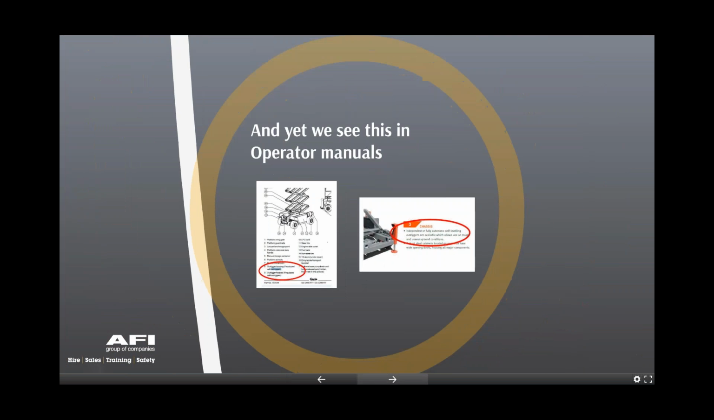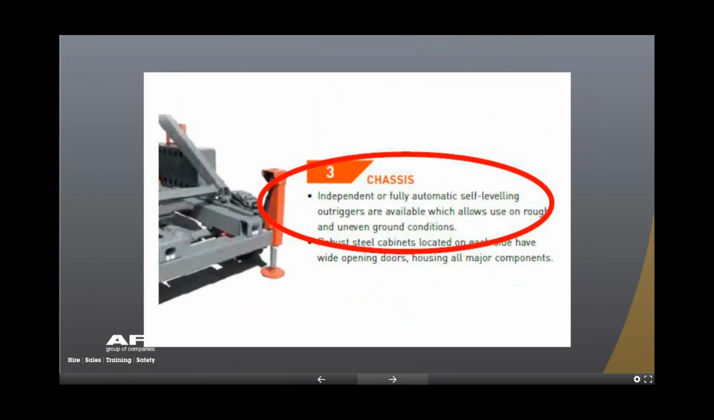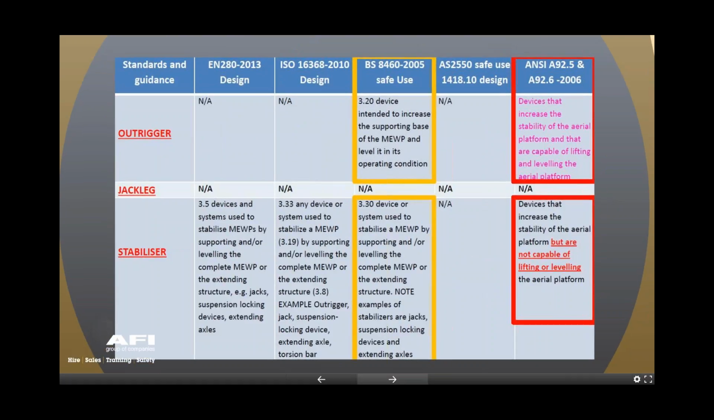Let's go back. And yet we see this in operators manuals. If we look at that, our friends at Genie there: outrigger housing if equipped with outriggers. Skyjack: independent of fully automatic self-leveling outriggers. So I look through operators manuals, which in this case are both North American, and they identify terminology which doesn't actually meet our EN280. And this is really why I've highlighted this here now. So you can see in 8460, we have outriggers and stabilizers, but then we have these ANSI standards, which are the American standards, and we can see where they differ from ours.